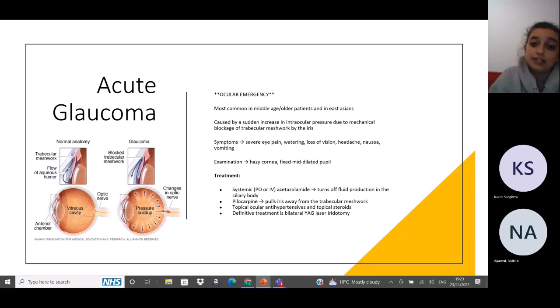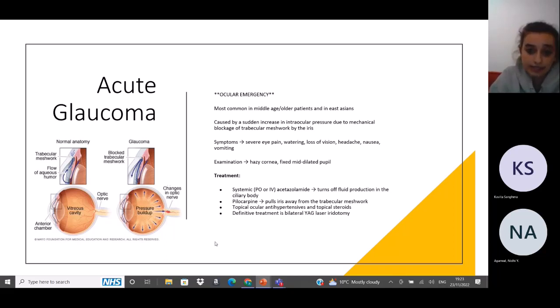And on examination, they're going to have a hazy cornea. That's because of waterlogging of the cornea. Because you're not draining any of this fluid, it can waterlog the cornea, and that makes it look hazy. And then the fixed mid-dilated pupil is just one to memorize, but that's just the point at which there's the most contact, so where it's most likely to get stuck.